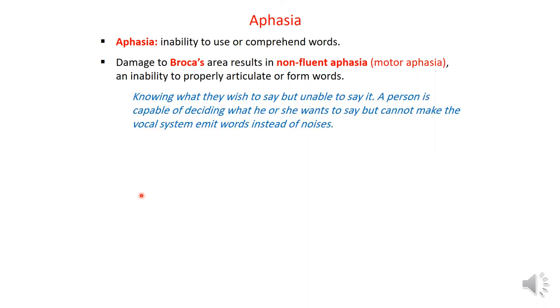Aphasia means an inability to use or to comprehend words. Damage to Broca's area results in non-fluent aphasia, or motor aphasia, an inability to properly articulate or form words. This means knowing what they wish to say but being unable to say it. A person is capable of deciding what he or she wants to say but cannot make the vocal system emit words instead of noises.